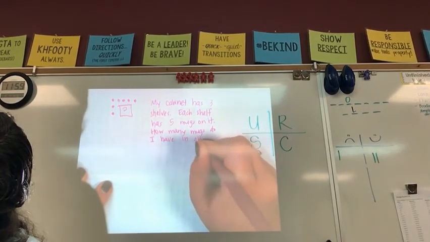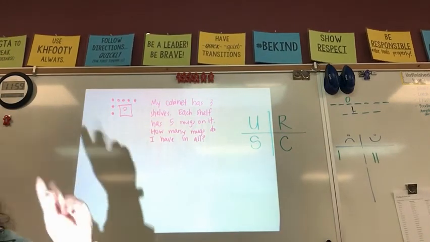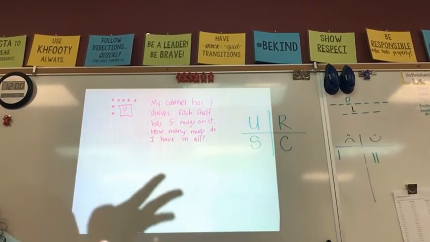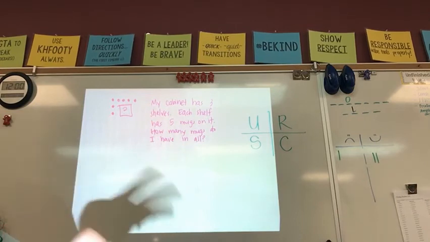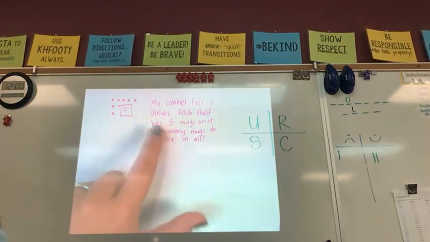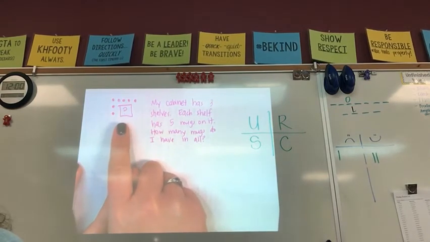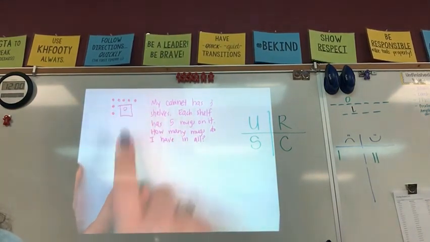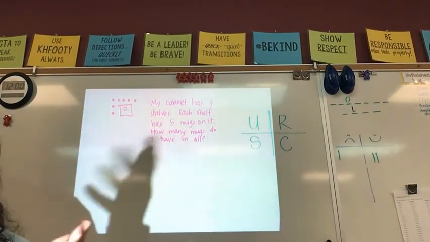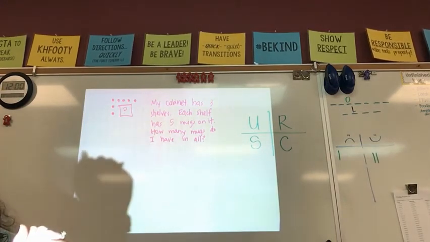in all? 15. Now, here's what you need to be watching for in your problem. You're going to have at least 3 sentences, because you got to give the information. So I shared my cabinet has 3 shelves. That's talking about this part of my drawing. My second sentence says each shelf has 5 mugs, talking about this part of the drawing. And then I have to give a question so that they know what I'm talking about and what they're trying to find. So how many sentences do you need? 3.